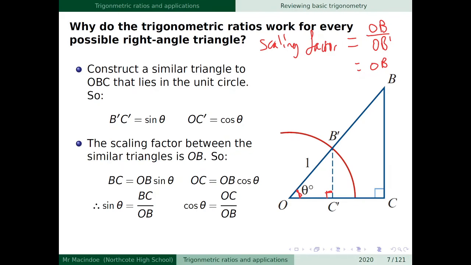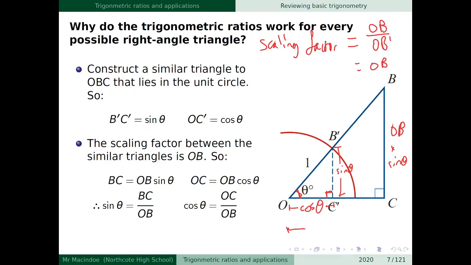And now also I know that, for example, OC dash, if it's in the unit circle, then this is just going to be cos of theta. The distance OC dash is cos theta, and this one is sine theta, B dash C dash, because it's in the unit circle. So that means that this one, BC, is just OB times sine theta, because that's the scaling factor, it's just that much bigger.